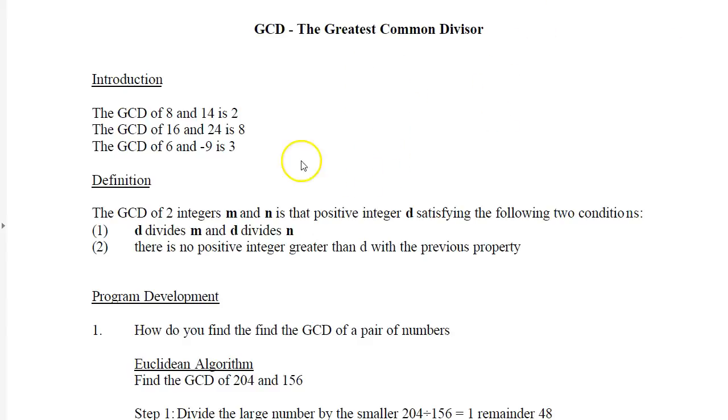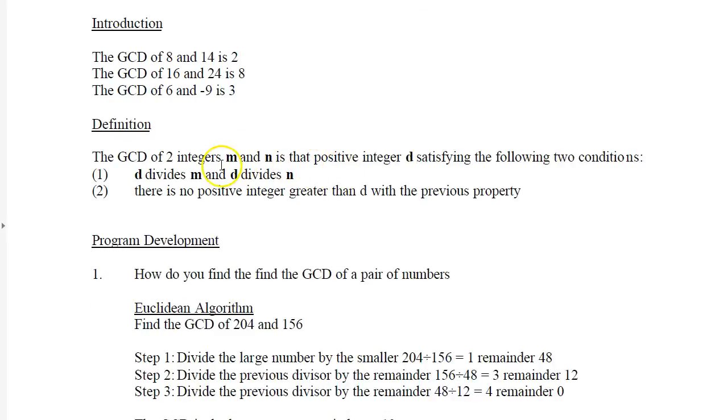And again, if you're not sure what the GCD is, let's try a couple of quick examples. If I had 8 and 14, what's the biggest number that goes into both? Well, 2. Nothing else goes into both. 16 and 24, 8. 2 goes into both of them also, and so does actually 4, but 8 is the greatest common divisor. And then 6 and negative 9, 3 is the greatest common divisor. Negative 3 goes in there too, but it's not the greatest. We want the biggest number, right? So the GCD of two integers, m and n, is a positive integer, d, satisfying the following two conditions. d divides m and d divides n, and there's no positive integer greater than d with the previous property.